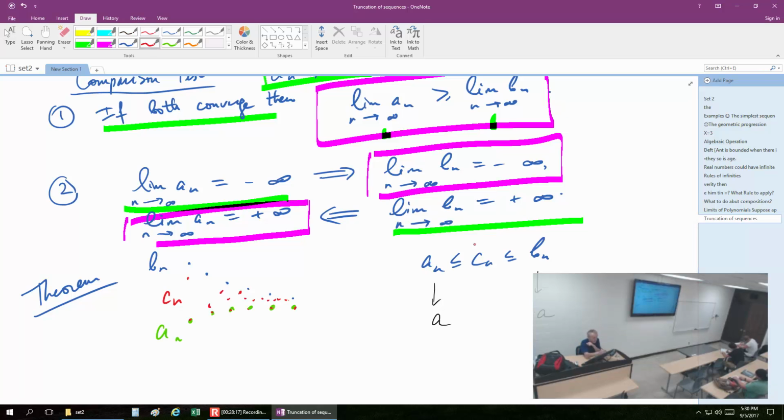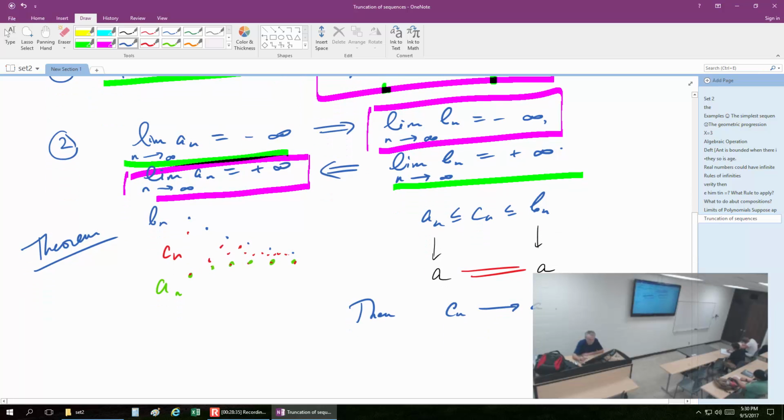So then we conclude based on that. Once again, the key assumption is that the limits are the same. We conclude that Cn also converges. So then Cn converges to A2.